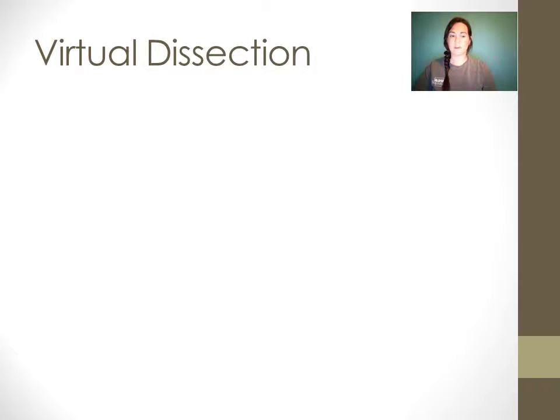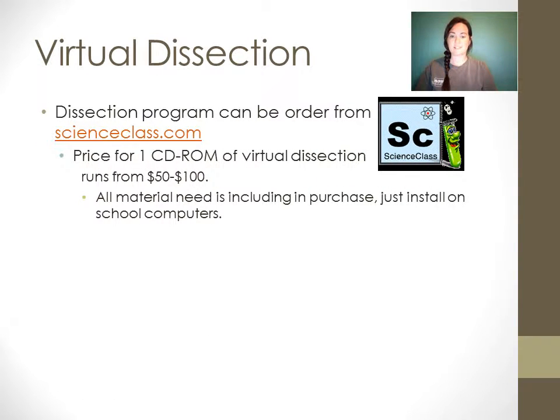Okay, now we'll talk a little about virtual dissection. With virtual dissection, all you need to do is purchase a CD or a program. And I found at scienceclass.com it was the cheapest place to get it. They run from $50 to $100, depending on which specimen you would like to purchase. And all the materials needed are included. You just have to install on your computers.